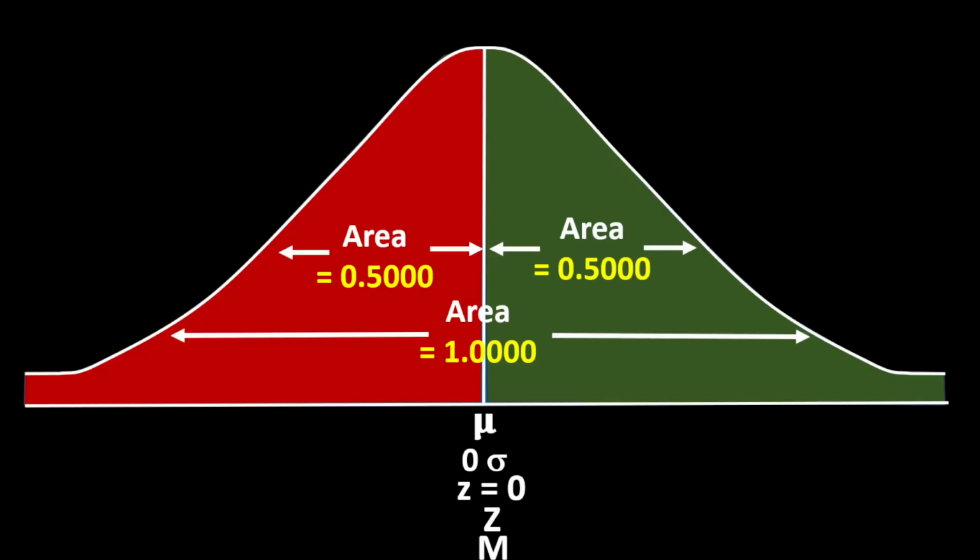Friends, we can see here that all the areas are mentioned with 4 digits after the decimal point, because a ready-made table is available to determine the area between two particular points given on the x-axis, and in that table all the areas are shown with 4 digits after the decimal point.